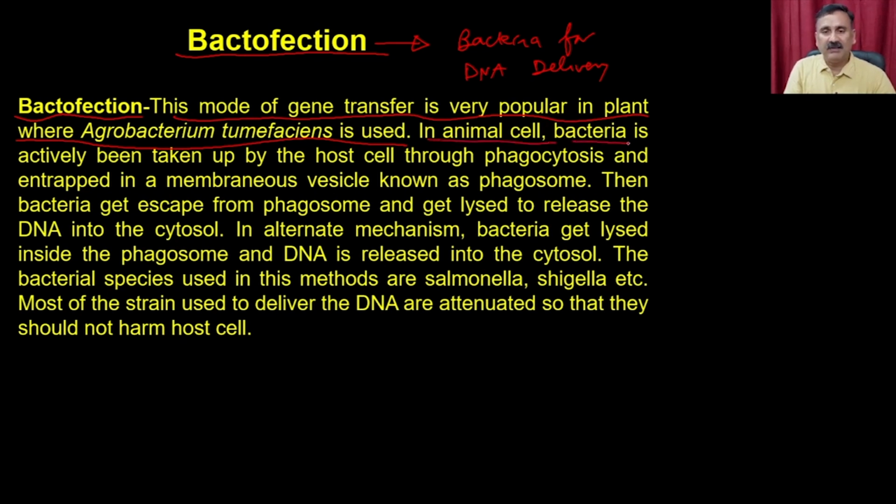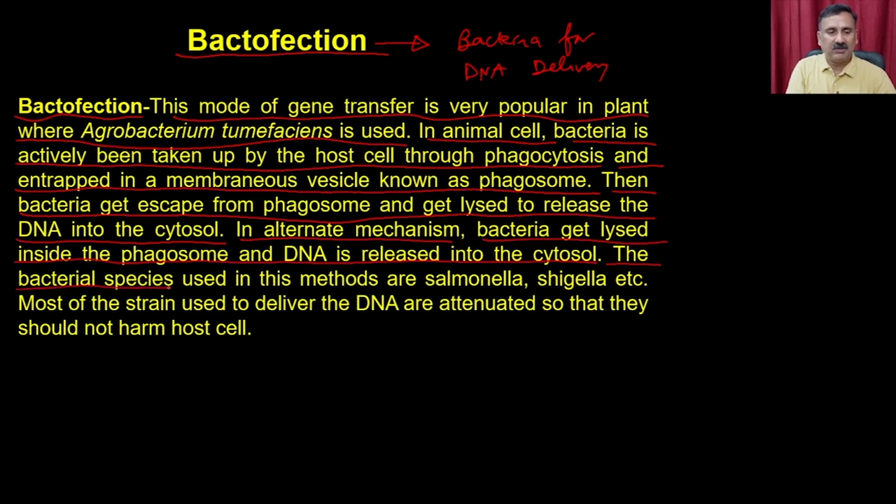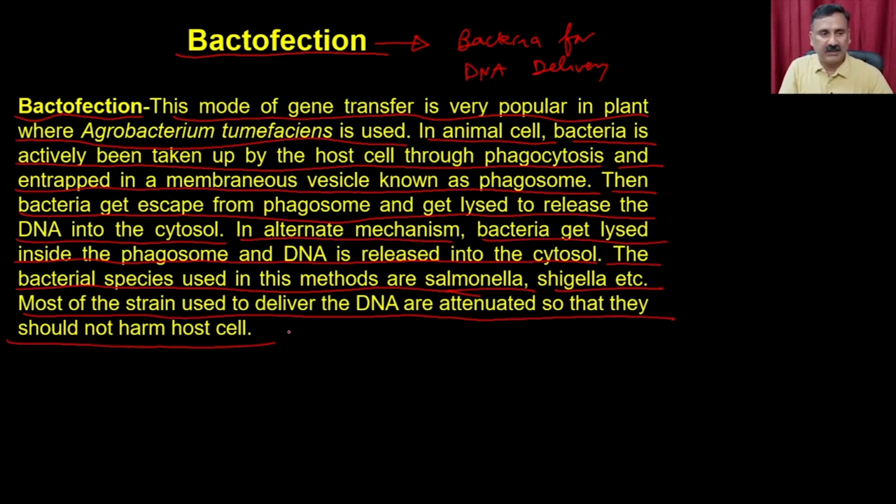In animal cells, the bacteria are actively taken up by the host cell through a process called phagocytosis, and are entrapped in a membranous vesicle known as the phagosome. Then the bacteria escape from the phagosome and get lysed to release the DNA into the cytosol. In an alternate mechanism, the bacteria get lysed inside the phagosome and the DNA is released into the cytosol. The bacterial species used in these methods are Salmonella, Shigella, etc. Most of the strains used to deliver the DNA are attenuated, so they should not harm the host cells.